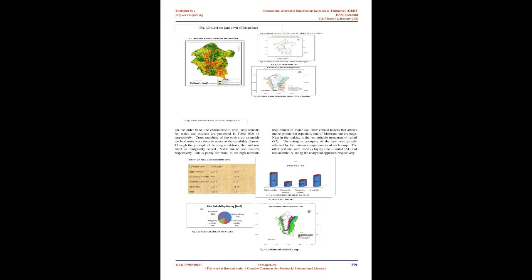Table 2.15, Spatial variation of slope. Suitability class. Slope, percent. Area, ha. Area, percent. S1: less than 6, 861,250, 37.09. S2: 6 to 13.